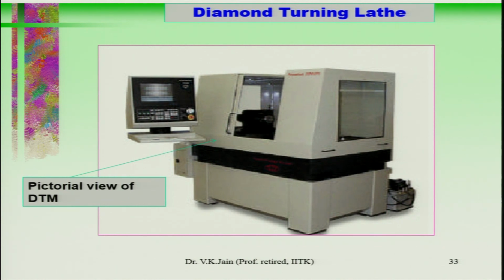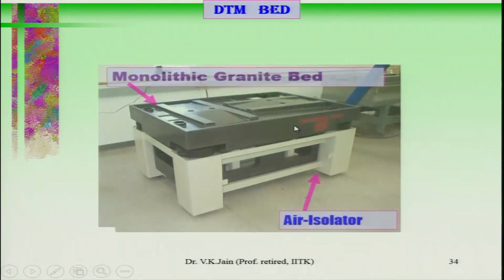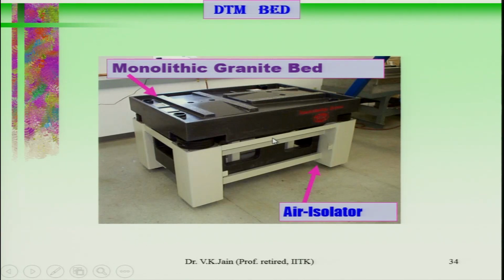So, this is a diamond turning lathe, a pictorial view of the DTM. You can see the screen etc., all covered from outside. Once the machine starts, all these doors are closed and only then does machining start. You have the DTM bed, as I was telling you, a monolithic granite bed. This is quite heavy, very neat and clean, and a very accurate bed is maintained, because the machining accuracy is controlled by this accuracy. You also have air isolators at the bottom, so that vibrations are not transferred to the machine.